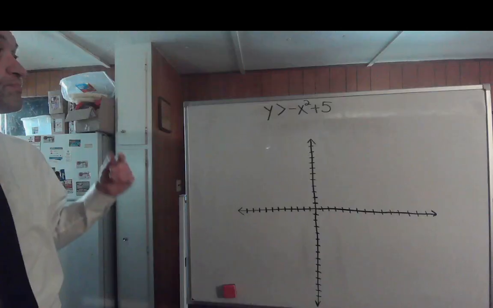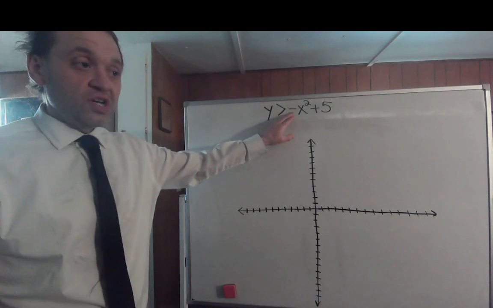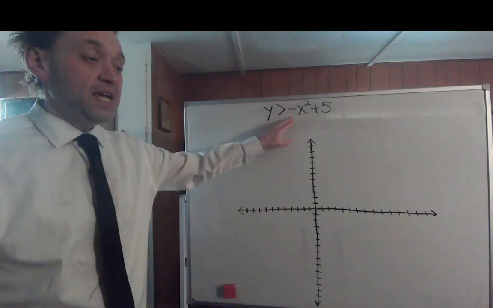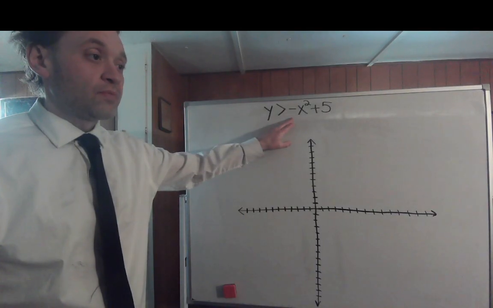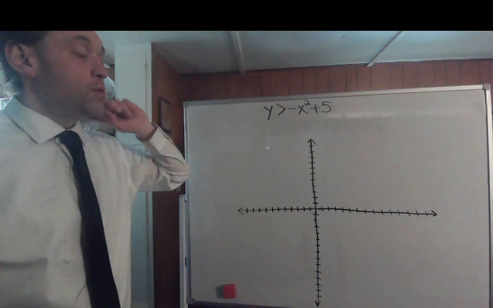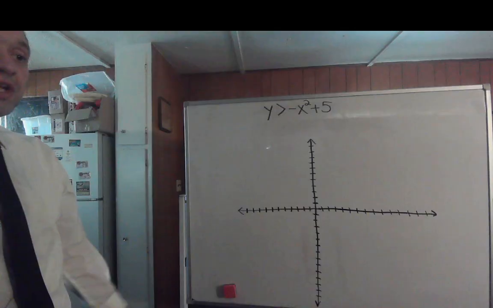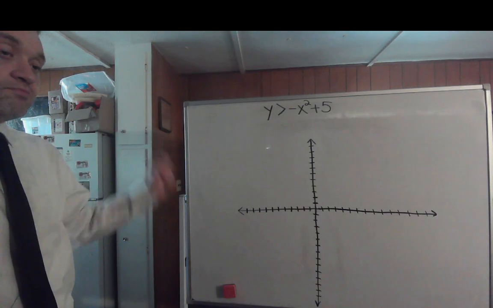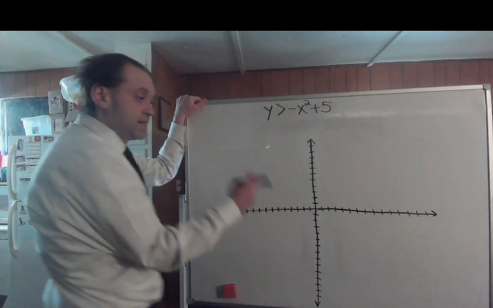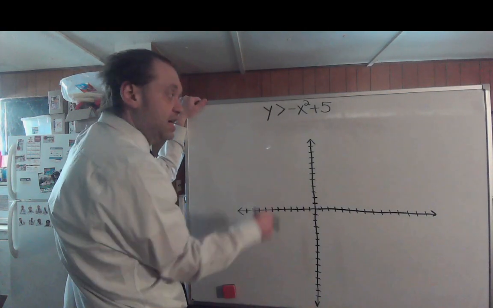So we know the coefficient on the x squared term is negative. So that means the parabola again is going to be turned upside down. It's going to fall to the left and fall to the right.